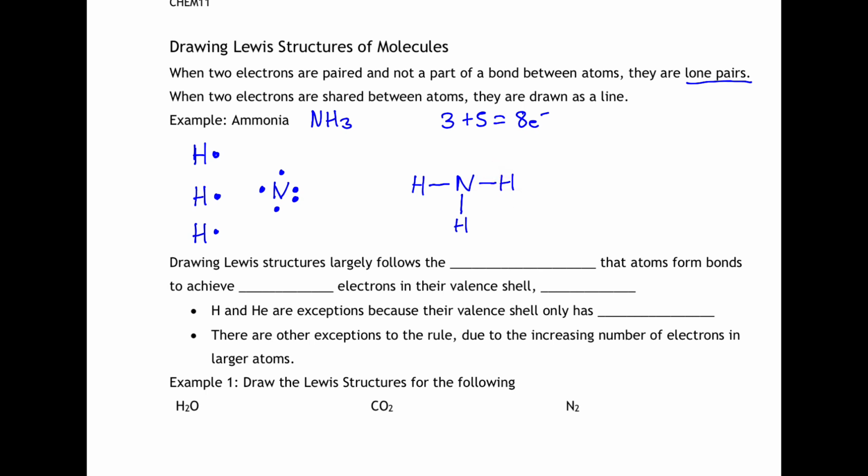How many leftovers do I have? I have 2 left, and I usually like to put them to fill up the extra spaces. So nitrogen has an extra space here. It has an empty orbital up here. So nitrogen is going to get 2 dots over here. So now I've accounted for all of the electrons in this diagram. I have all 8 electrons accounted for.